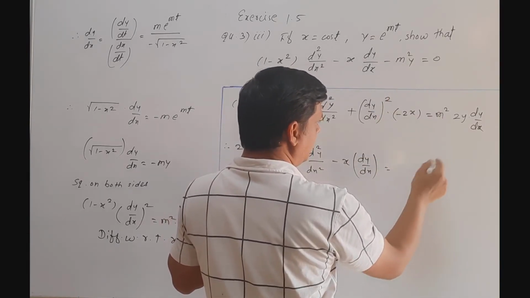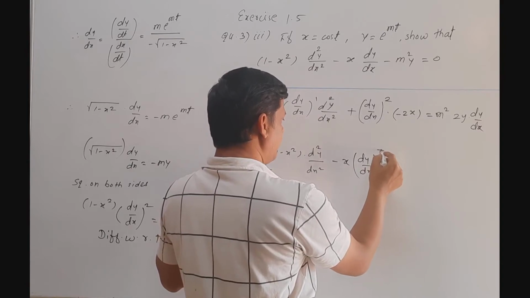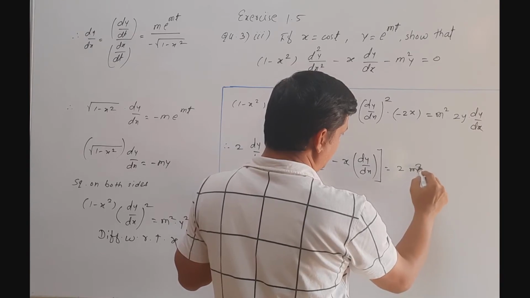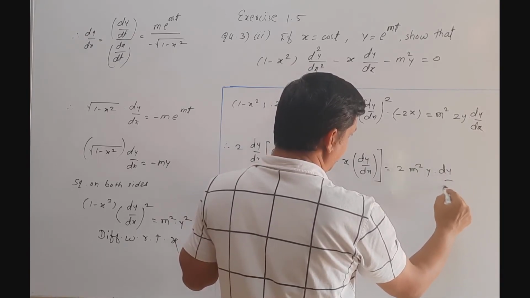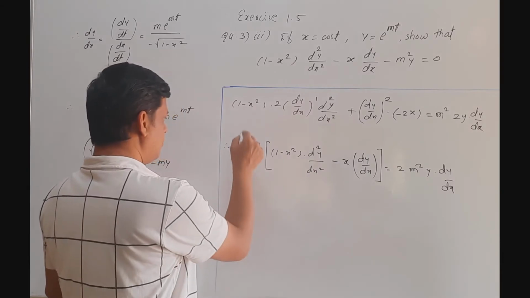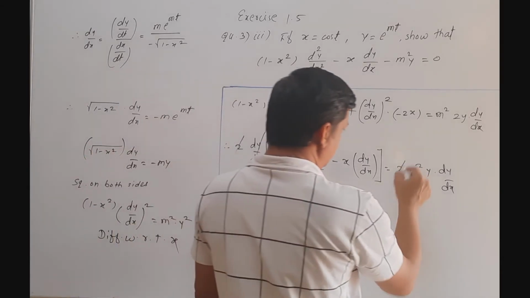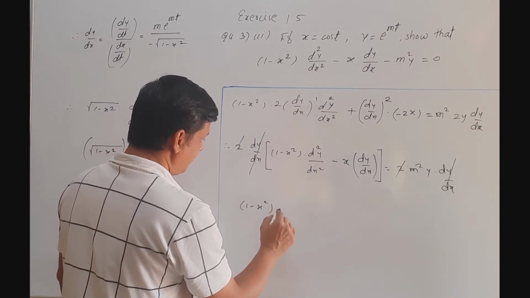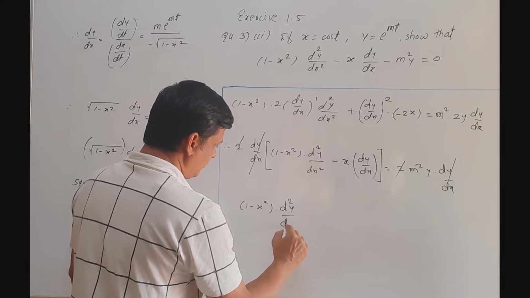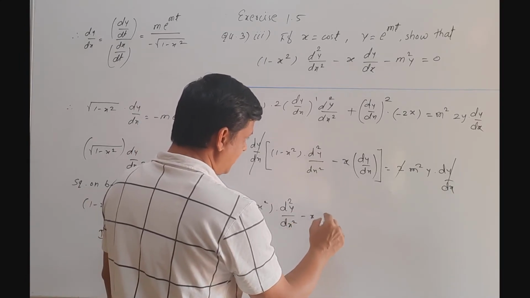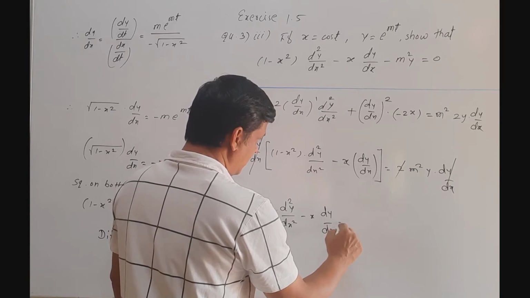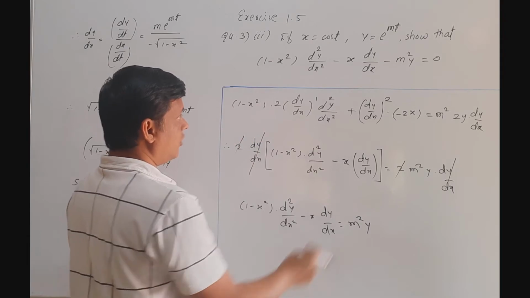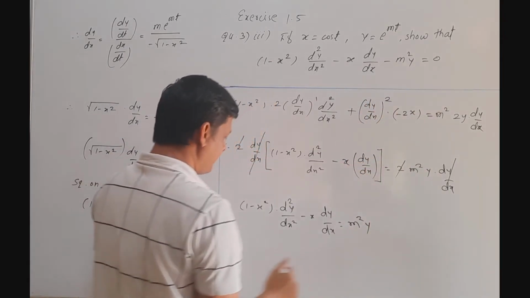So first we take 2 dy by dx common from left hand side. So right hand side as it is, 2 m square y into dy by dx. Now this 2 dy by dx gets cancelled with 2 dy by dx. So we get here 1 minus x square into d2y by dx2 minus x into dy by dx is equal to m square y. Now transfer this m square y to left hand side because we require minus m square y. So right here.